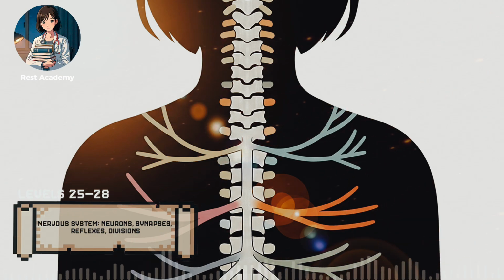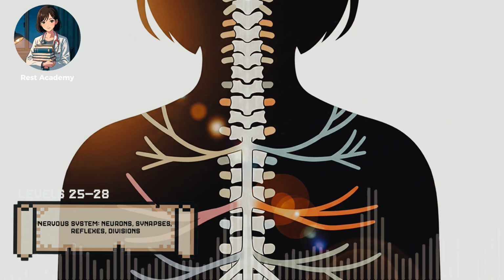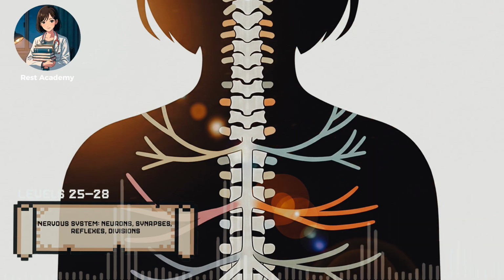These pathways are hardwired but modifiable. Central pattern generators in the spinal cord coordinate rhythmic activities like walking, even without cortical input, as long as sensory feedback is intact. Brainstem reflexes, like the pupillary light reflex, also follow arc logic but integrate cranial nerves.